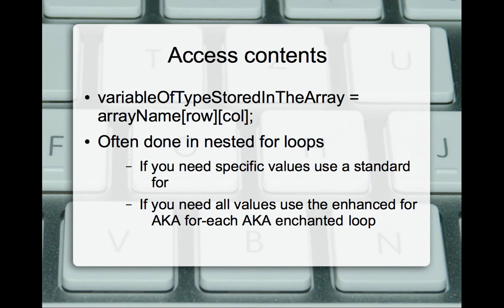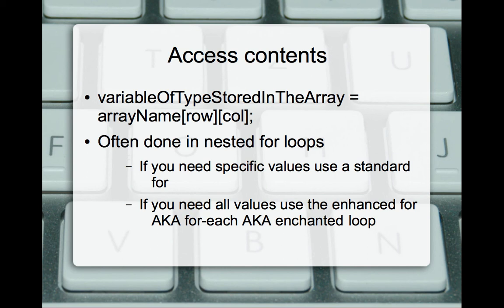So let's talk about accessing the contents. We often need to retrieve values out of a 2D array. The way we retrieve values out of arrays is just like retrieving them out of a 1D array, where we have some variable on the left-hand side of an equal sign that is assigned the value of what is at that location in the 2D array. In this case, it's array name, sub row, sub col, gets shoved into a variable of the type stored in the array. Again, you can't reassign this into 7. You have to actually use a variable for that.